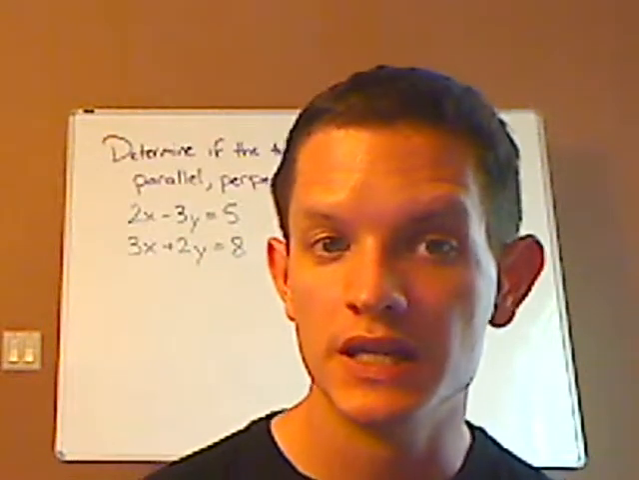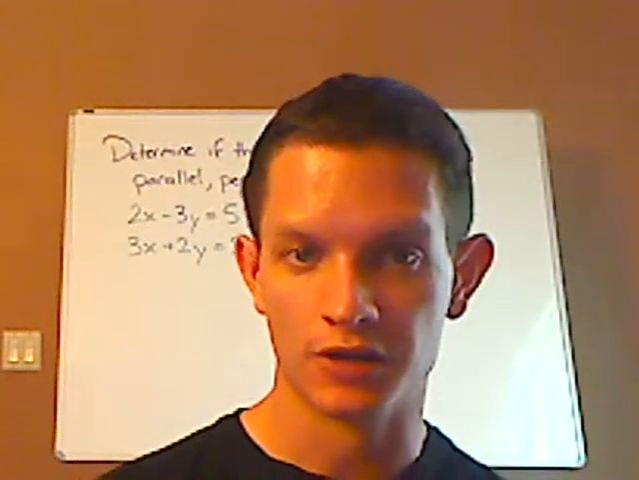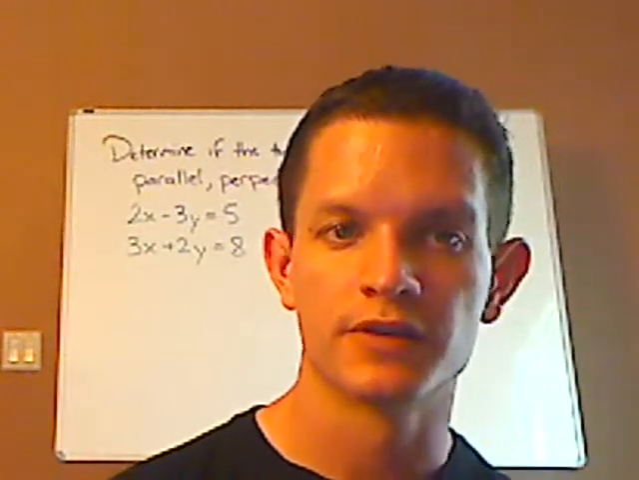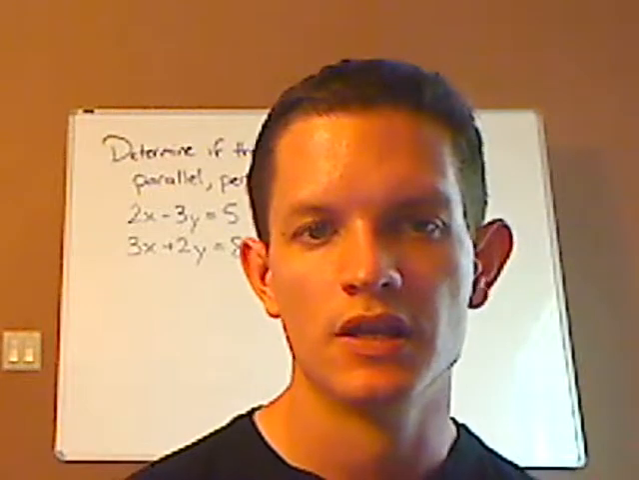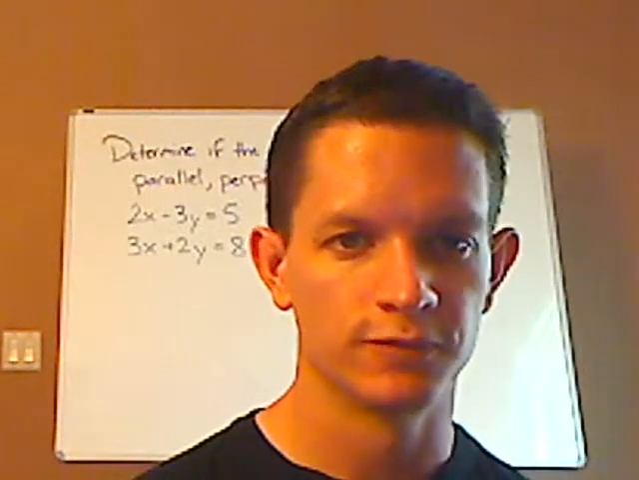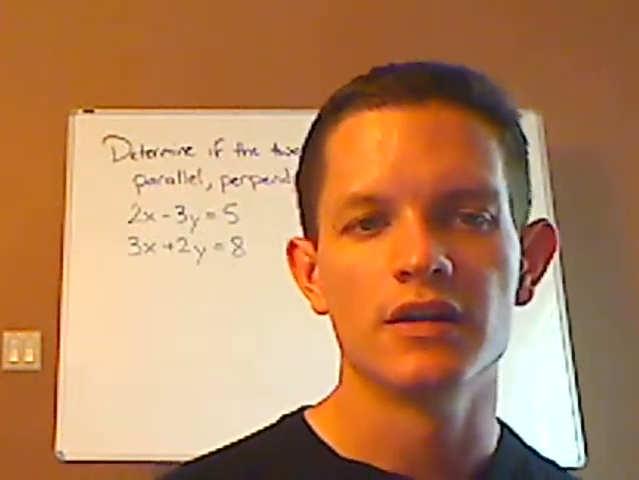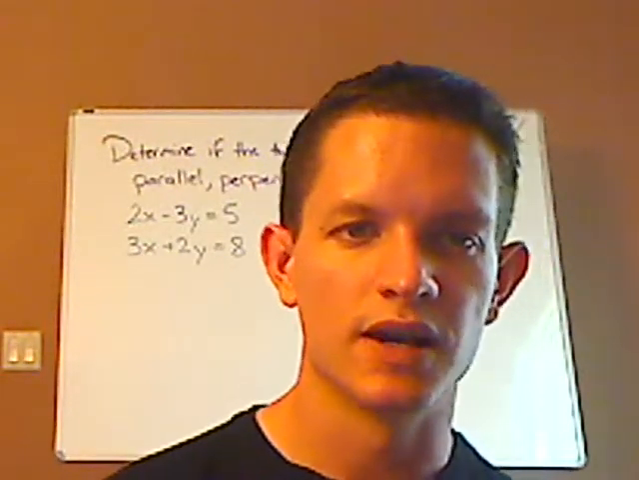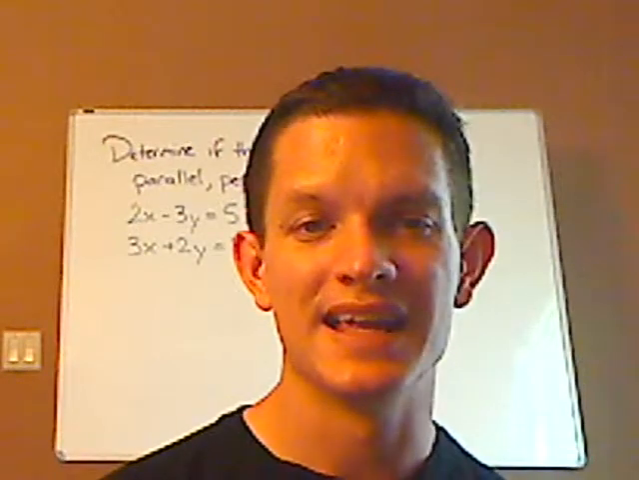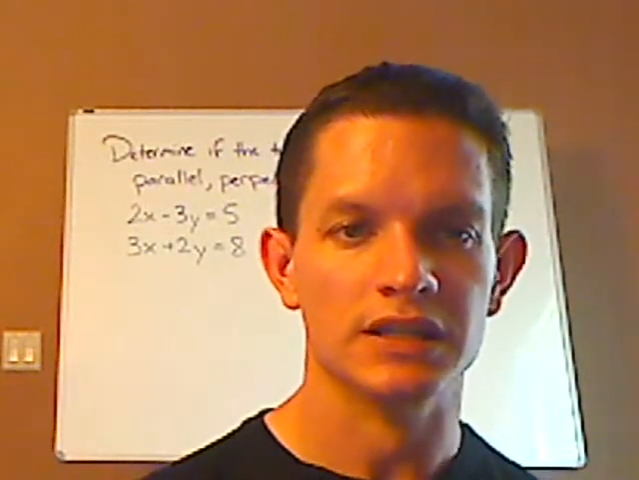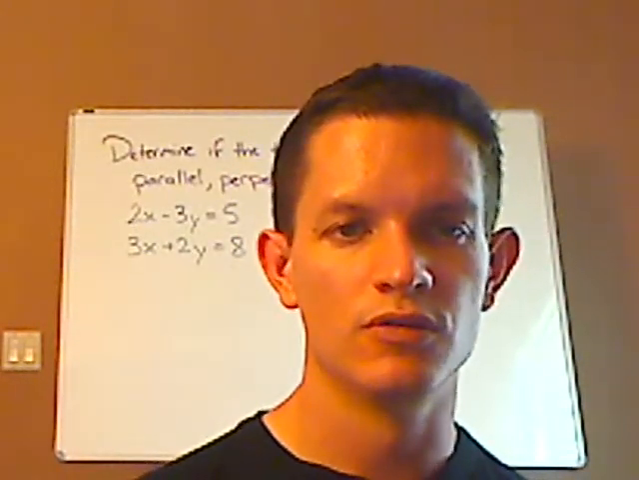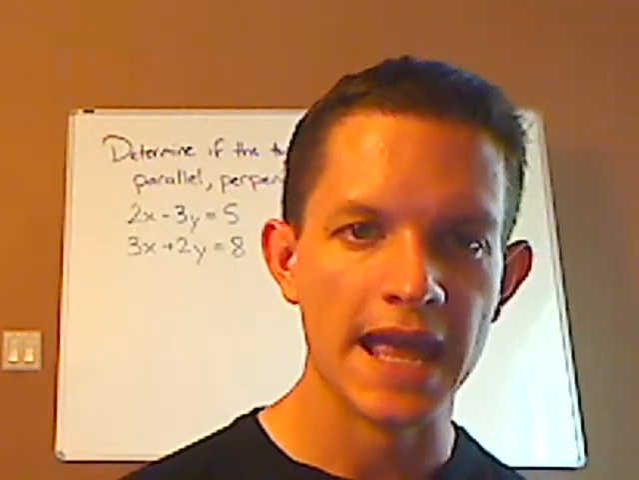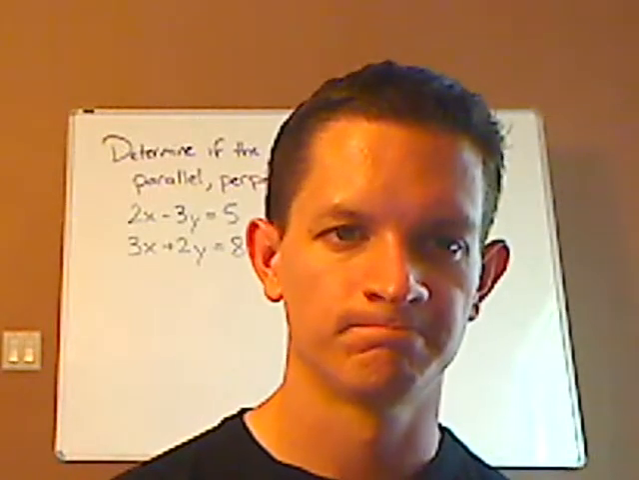Hi, I'm JD, and what we're going to be doing today is determining whether or not these two lines are parallel, perpendicular, or neither. So if you would, pause the video. First, let me read it. The two lines are 2x minus 3y equals 5, and the second linear equation is 3x plus 2y equals 8. So pause the video and see if you can try this one on your own.